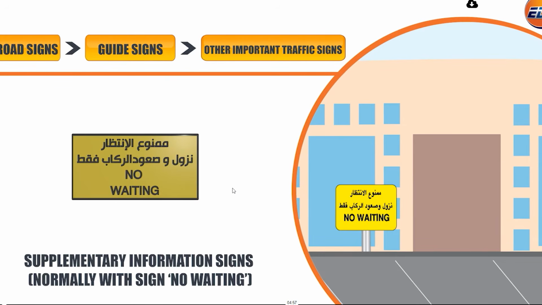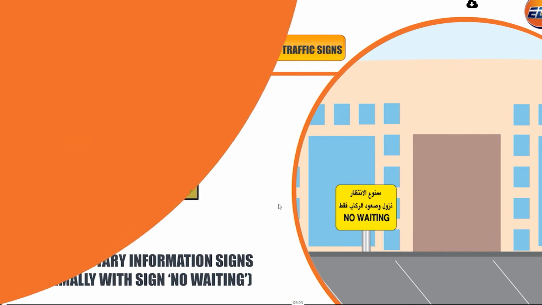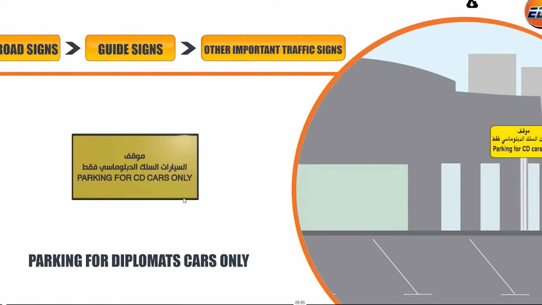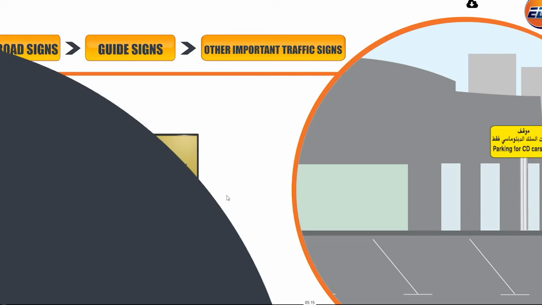This sign informs the motorists that waiting is not allowed in the area. They can stop for pick and drop only. Parking for CD cars only. This sign illustrates that the parking is only available for country diplomats. This sign can be found near consulate or embassy areas.